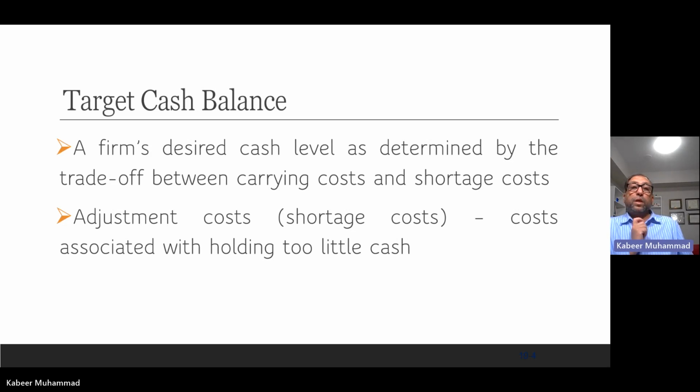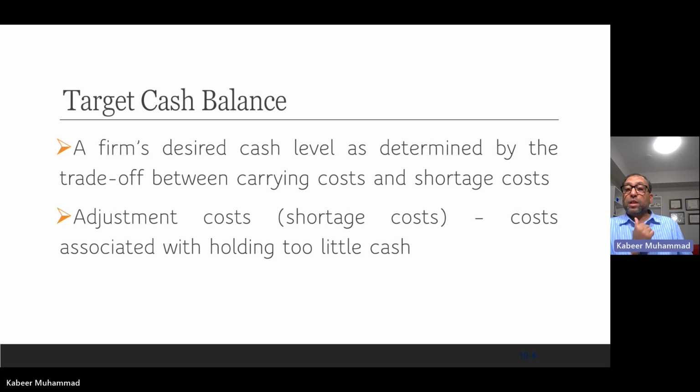One is called a carrying cost. If you carry the cash, you are losing interest, you are losing the opportunity of investing somewhere. So that's what we call a carrying cost. And the other one is a shortage cost. If you are not keeping it, then definitely you lose some opportunities.